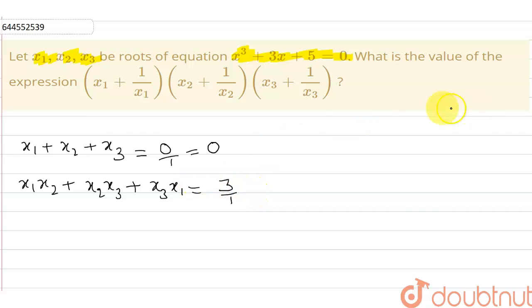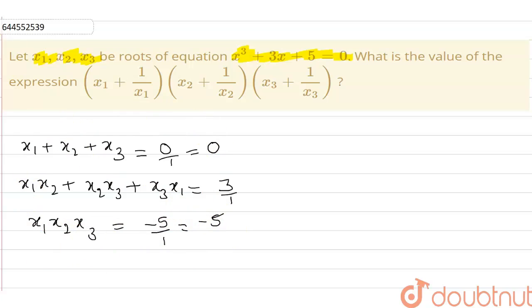Students, the third equation says the property of roots is that the product x1 x2 x3 is equal to minus of the constant upon the coefficient of x cube. So this will be minus 5. So I am having these three equations.